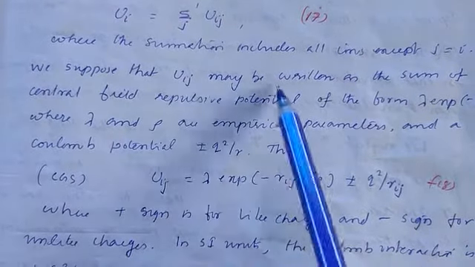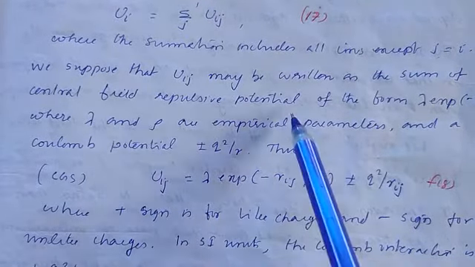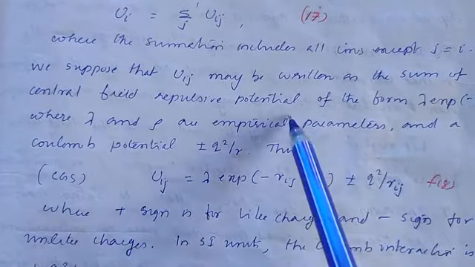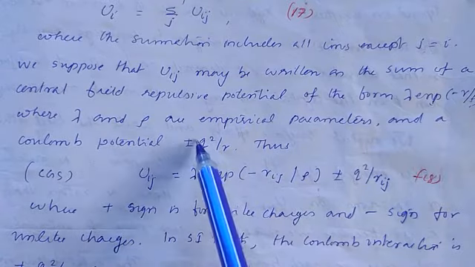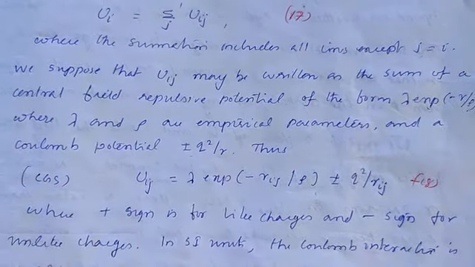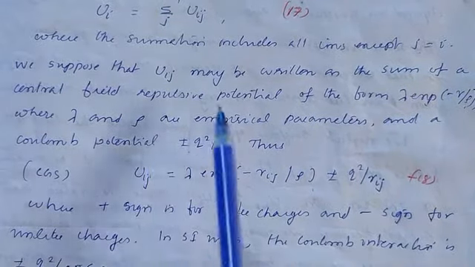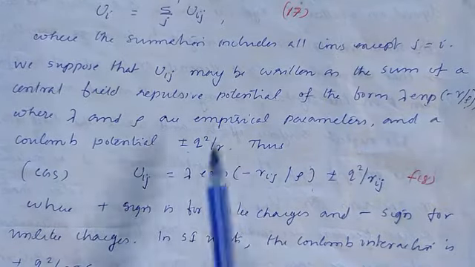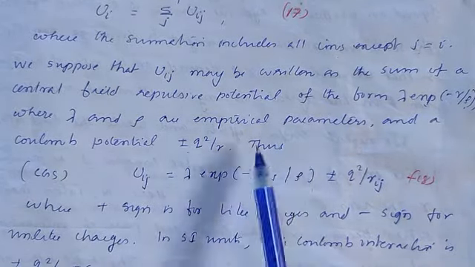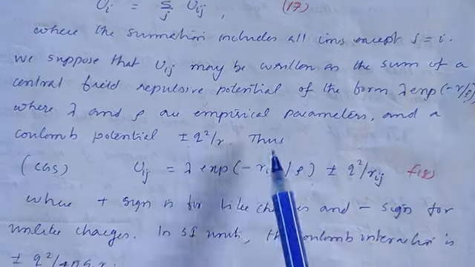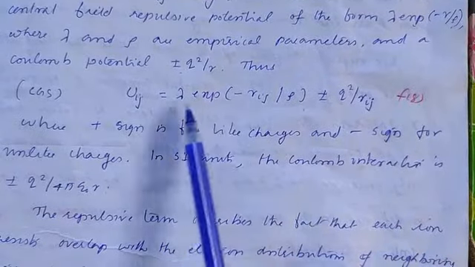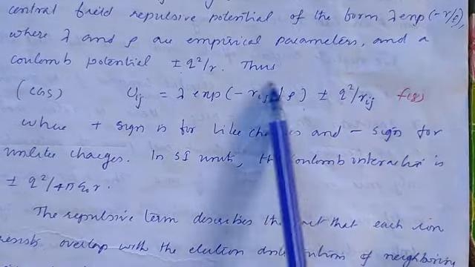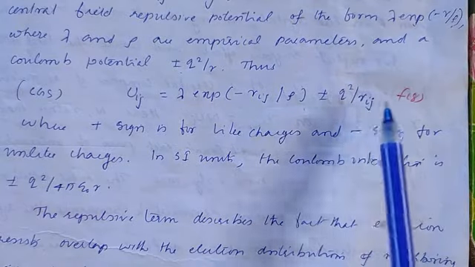We suppose that Uij may be written as the sum of a central field repulsive potential of the form lambda exponential of minus r by rho, where lambda and rho are empirical parameters, and a Coulomb potential plus or minus q square by r. So we suppose that this interaction energy Uij can be represented as a central field repulsive potential and a Coulomb potential, and this will have these forms. So this represents the central field repulsive potential, and this represents the Coulomb potential.